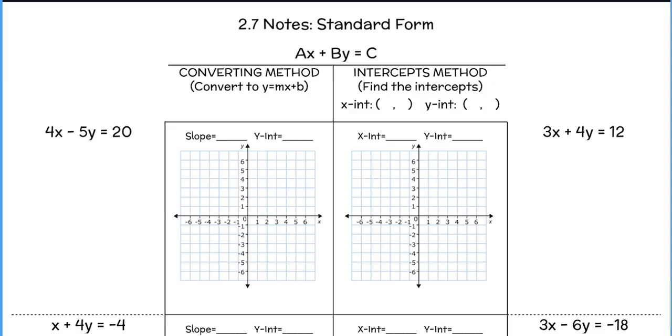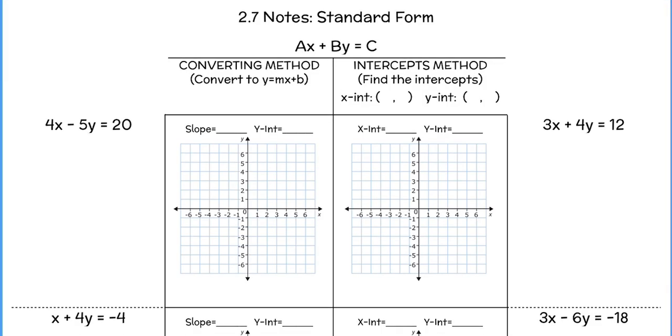All right. So we're going to do two different methods, learn two different methods of graphing from standard form, which is this, ax plus by equals c. That's our standard form. What have we been graphing from before? Do we remember what it's called? What is it called? Slope-intercept form.